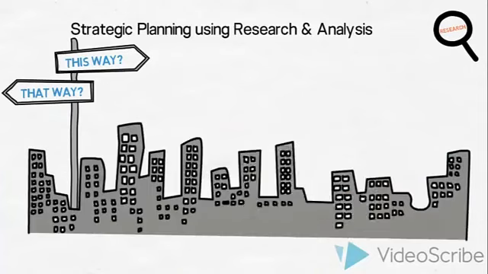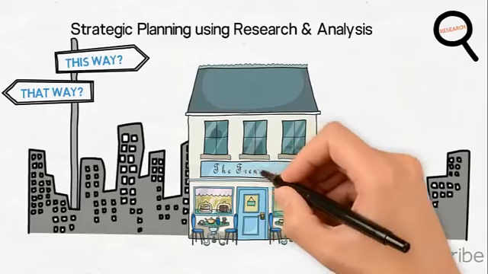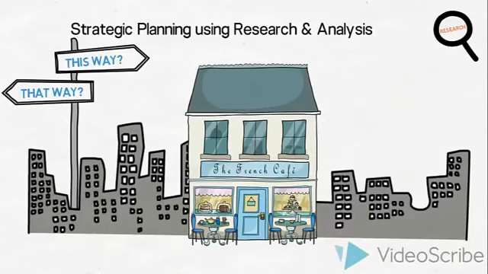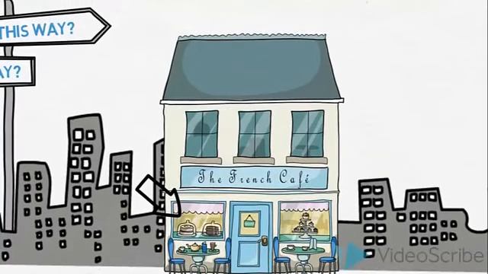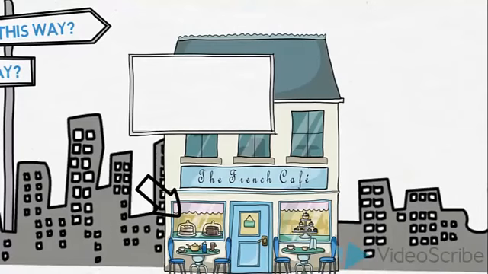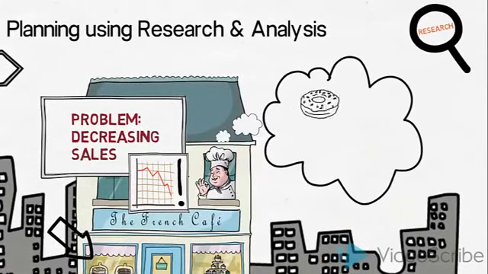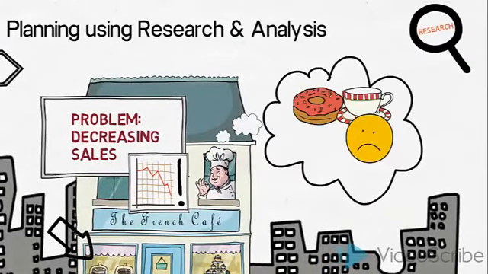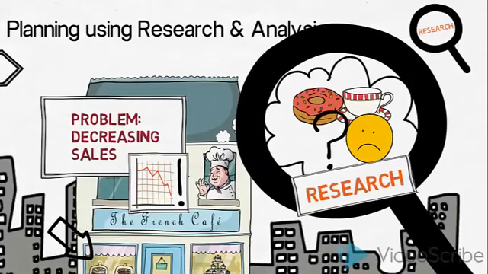Let us use an example. This cafe is located in a large city close to a busy high street. It's called the French Cafe, and it specializes in serving high-quality cakes and desserts. The French Cafe is troubled by the fact that fewer and fewer customers visit the cafe and sales are decreasing as a result. The owner would like to find out why the customers are looking elsewhere for their cakes and coffee. This could help him make decisions about what to do to turn things around. Therefore, he has decided to do some research.